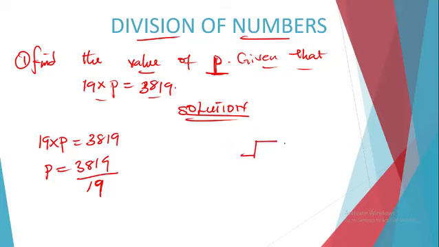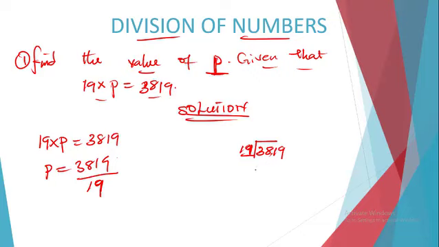Okay, then we use the procedure we call long division. So we have here 3,819 being divided by 19. Okay, let us start. For the divisor, which is 19, how many digits is it? It is 2. So that means we should start from the first two numbers of 3,819, since the divisor is 2 digits. So we have 38.